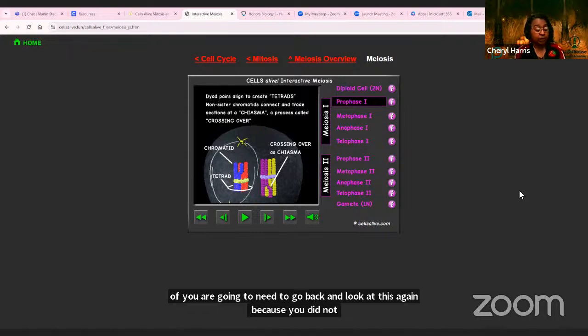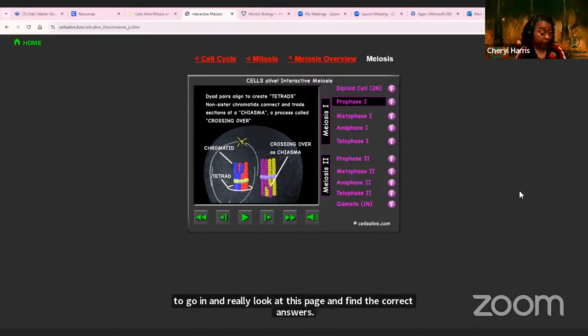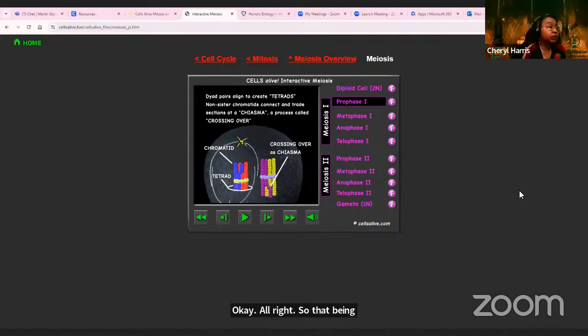I think this was the class where the worksheet had labels on it already, and we always said that those don't count. I don't know who put those answers on there, but they weren't necessarily the right ones. So it was up to you to go in and really look at this page and find the correct answers. Okay. All right, so that being said, two pieces of warning.